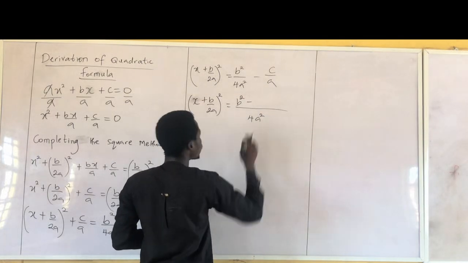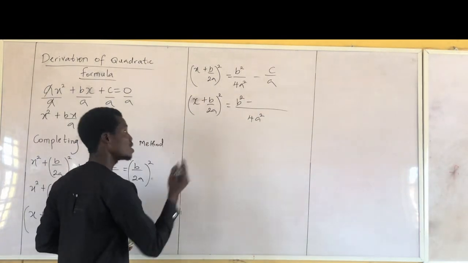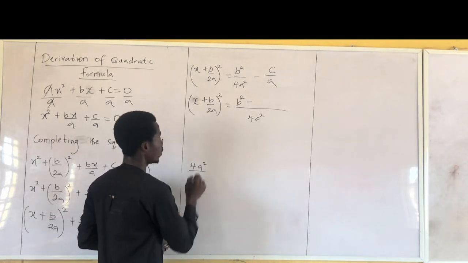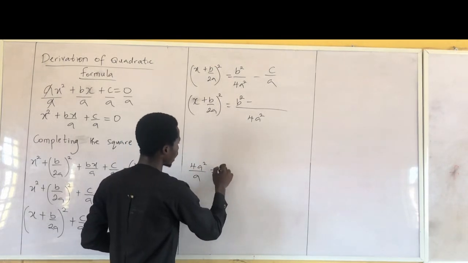Minus a in 4a squared. Some of you can be confused. The meaning of that is still what? 4a squared divided by what? A. Don't forget, in decimal, this is 4 times a over what?